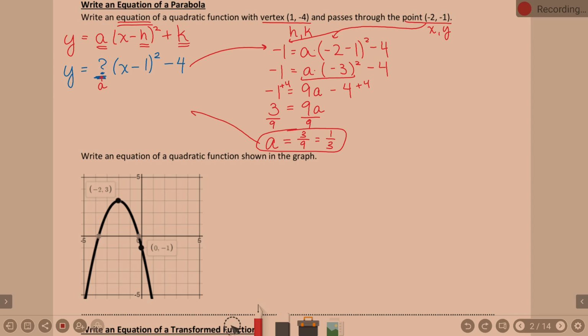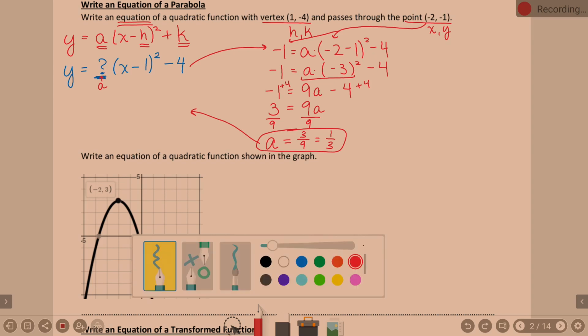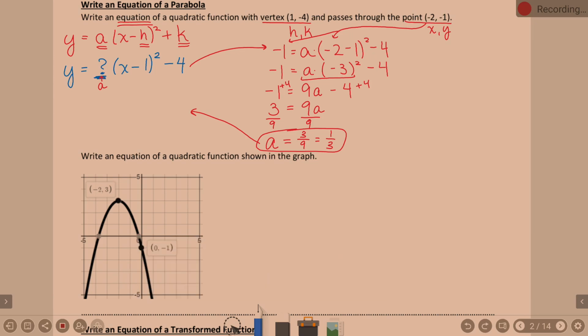Take it back to the equation, because remember, we had to fill in a, h, and k. So, final answer. Y equals, what do we say a is now? 1/3. X minus h, which was x minus 1, quantity squared plus k, which was minus 4. Okay? That's finding your a, h, and k.